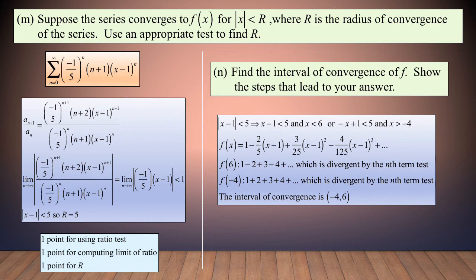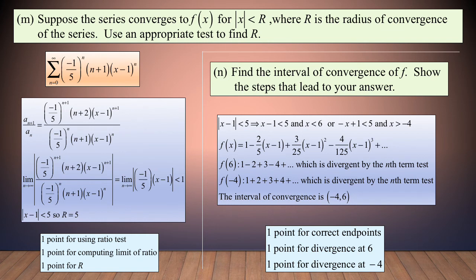When x is equal to 6, our series becomes 1 minus 2 plus 3 minus 4, and this is divergent by the nth term test. We also look at f of negative 4, and that becomes 1 plus 2 plus 3 plus 4, and that is also divergent by the nth term test. So the interval of convergence is the open interval negative 4 to 6. 3 points for this problem, 1 point for the correct endpoints negative 4 and 6, 1 point for showing divergence at 6, 1 point for showing divergence at negative 4.